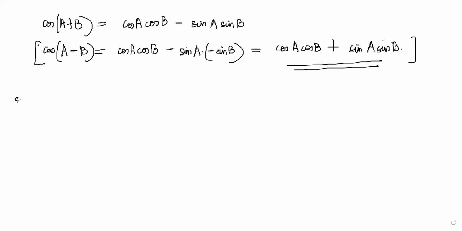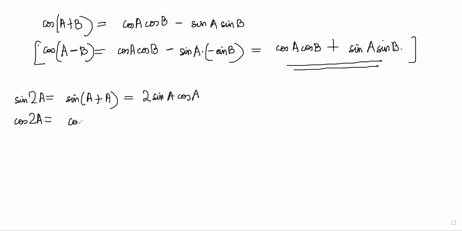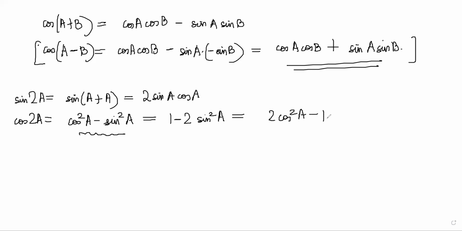We already saw some results last class, like sine 2A comes from sine A plus A, and therefore becomes 2 sine A cos A. And cos 2A comes from cos A plus A. It becomes cos square A minus sin square A. You can write cos square A as 1 minus sin square A, so it becomes 1 minus 2 sin square A. Or you could write sin square A as 1 minus cos square A, and that becomes 2 cos square A minus 1. These are alternate versions of the same thing.